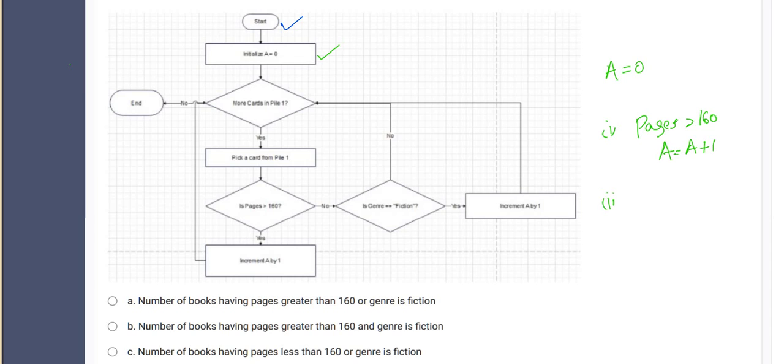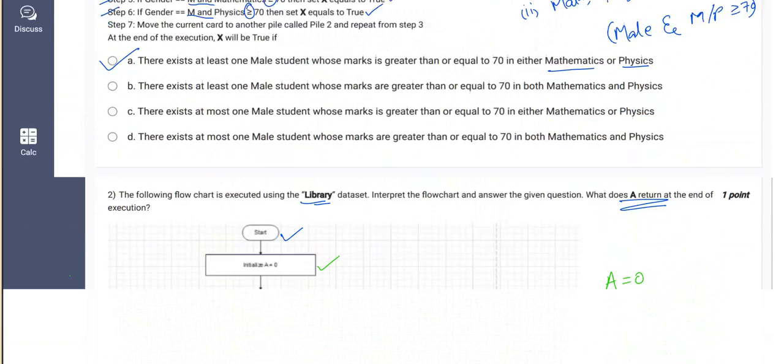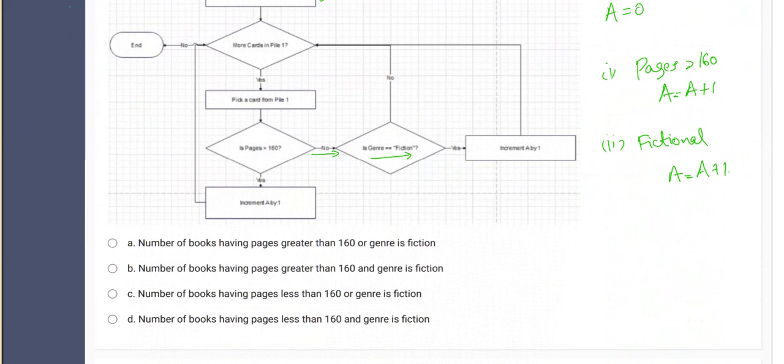If that is not the case, let us see what no branch does. Is genre fiction? If the genre of book is a fiction, that is, if it is a fictional book, even in that case A is being incremented by 1. So even here, similar to that of the first question, there are two criteria under which A gets incremented. So the answer should be something like number of books having pages greater than 160, yes, and or genre is fiction, yes.